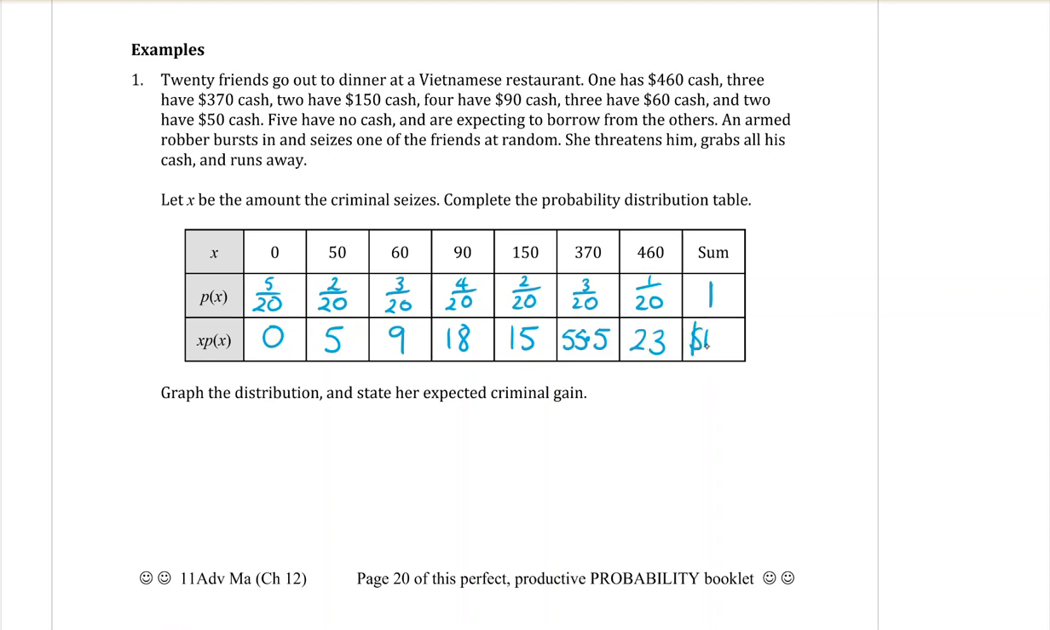Yes. So $125.50. That is how much the criminal could expect to get. But he could never get that one. He wouldn't get that exact number, no. Or she, yes. I'm sorry.